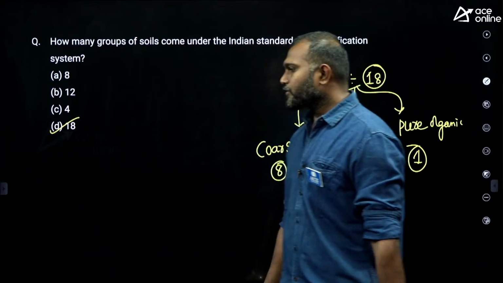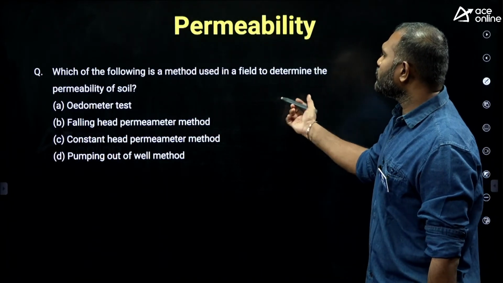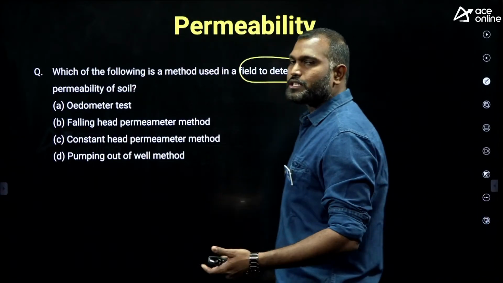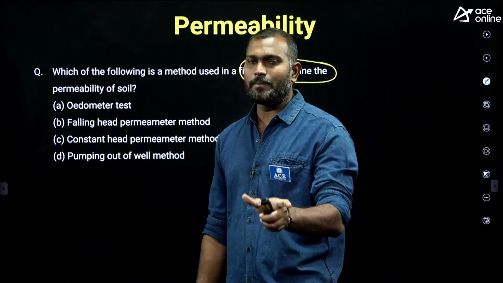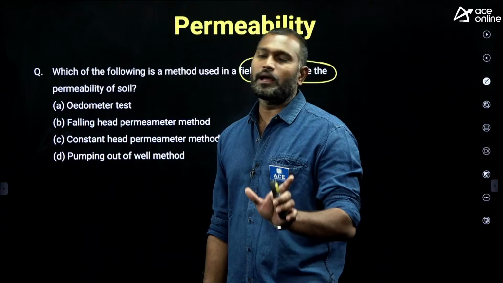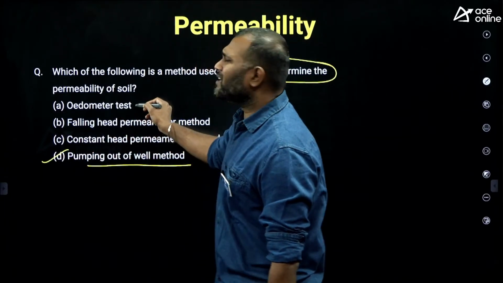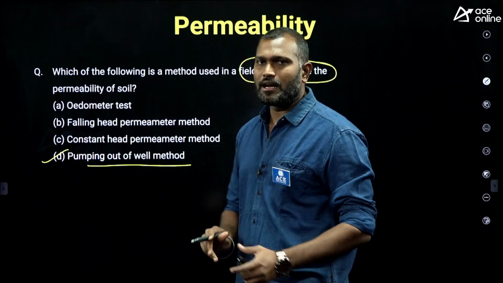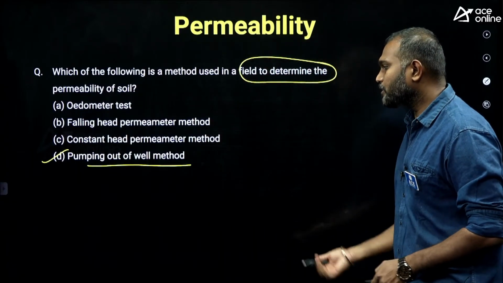And now, if you see, which of the following is a method used in the field to determine the permeability of the soil? See, there are various methods to determine the permeability in lab and field, but out of those, the field method is pumping in and pumping out test. So pumping out of well method is going to be the D. Odometer test is to determine consolidation in lab. Falling head and constant head are laboratory methods, not the field methods. They're asking clearly field. The correct answer is option D.